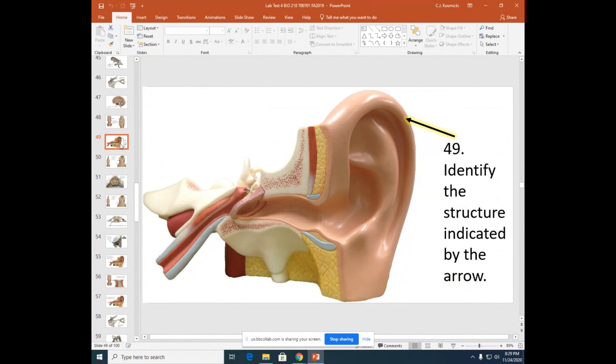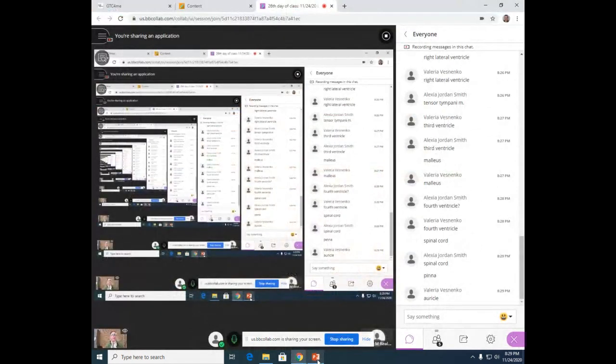Part of the external ear. Its job is to help protect the ear canal here, and it helps to funnel sound into the ear. What do we call it? The pinna. P-I-N-N-A.